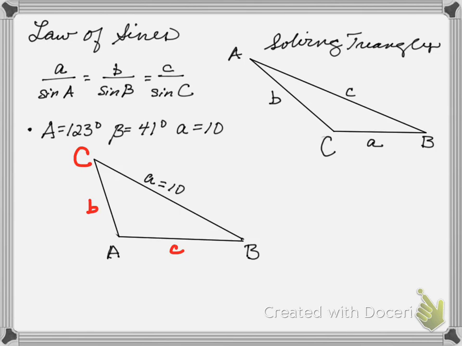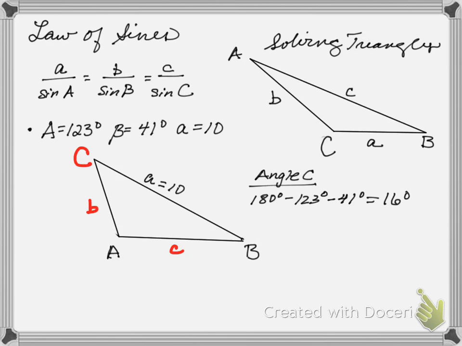Well, maybe you can see that solving for the angle C is easy because we have the 2 other angles. So it's just the rule of 180, right? You should know that. The rule of 180 is that there are 180 degrees in a triangle. Therefore, angle C is 180 degrees minus 123 degrees minus 41 degrees. And that gives us angle C at 16 degrees.